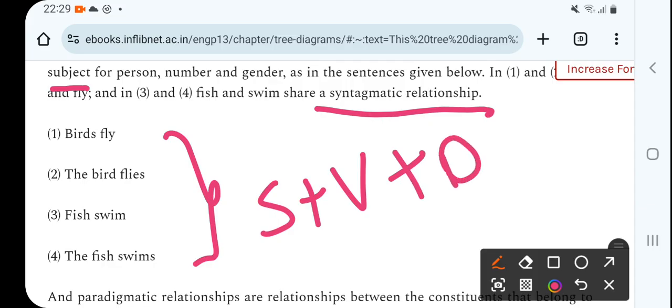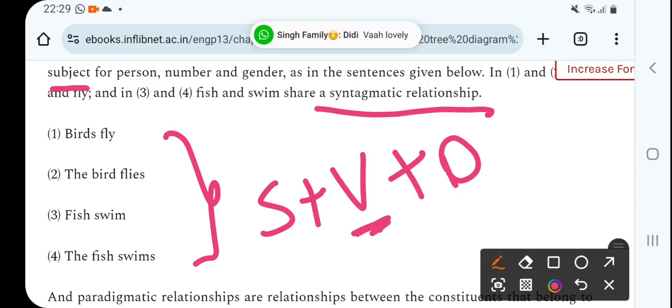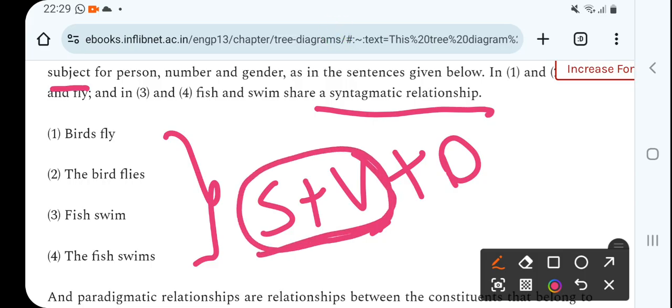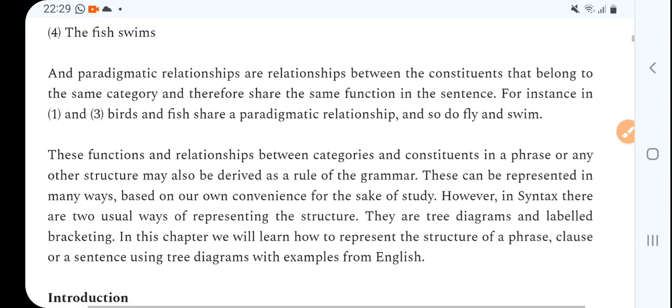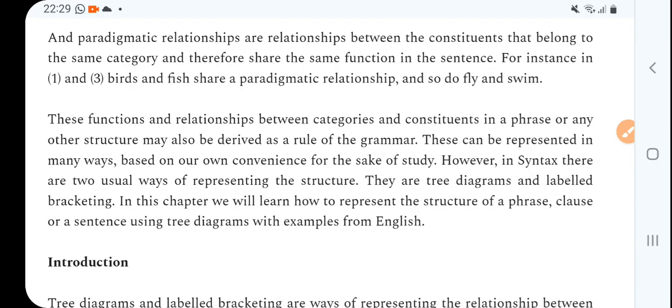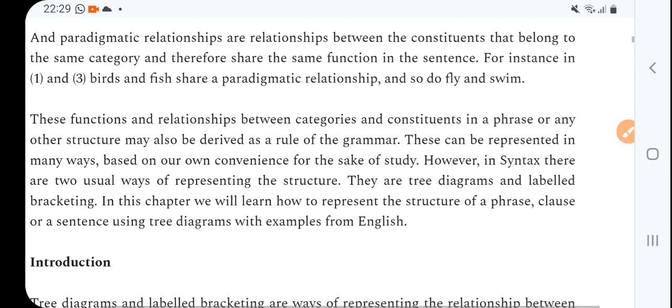First of all, the verb comes after the subject. That is the first thing. Secondly, the verb is used, and then there should be agreement between subject and verb. If the subject is singular, the verb should be singular. If the subject is plural, then the verb will be plural. That is syntagmatic. Now let us understand paradigmatic relationship.